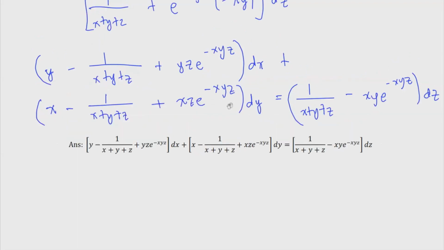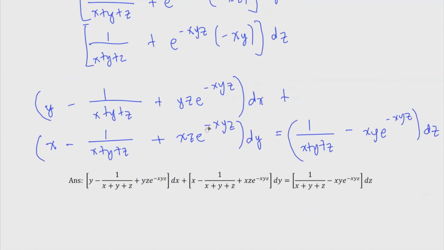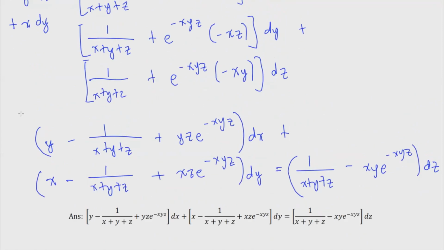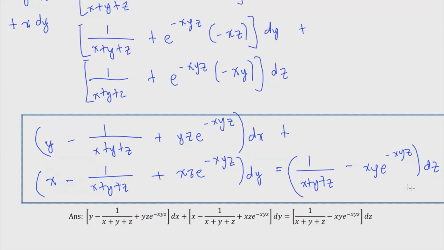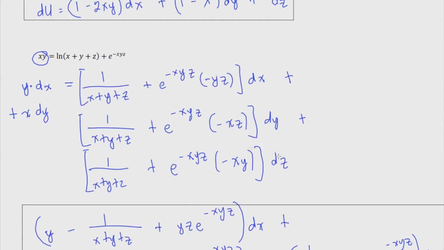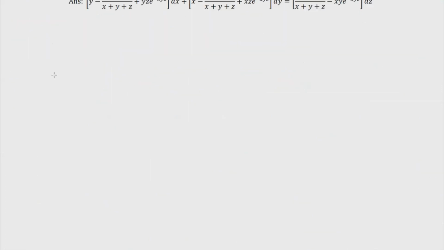So at the left is the dx and the dy expression, and at the right is the dz expression. So you have plus here, and then this one is minus. Okay, so I think that's the same answer, exactly the same. So that's all for this example. Now let's proceed with another.